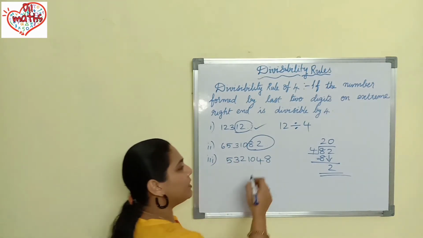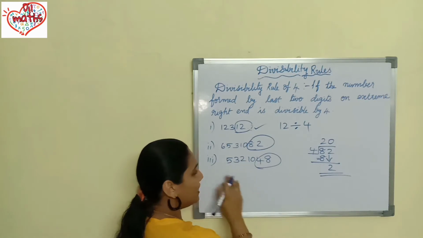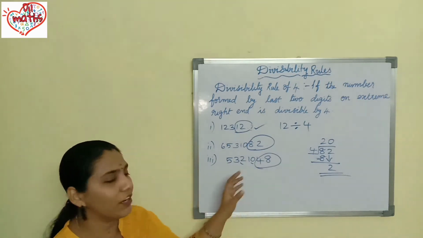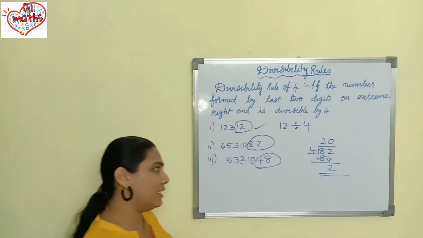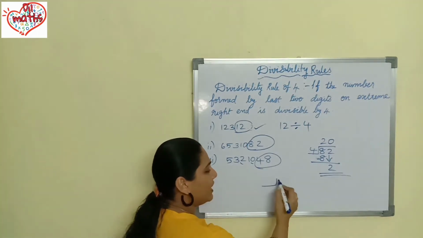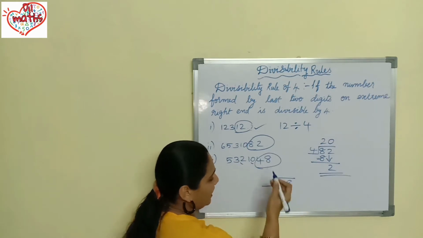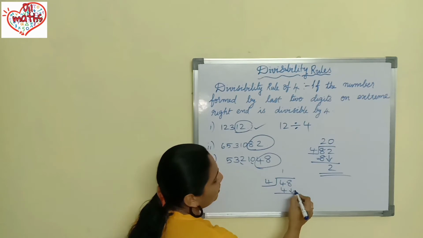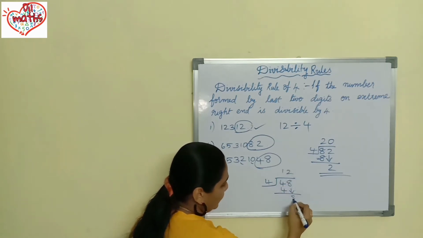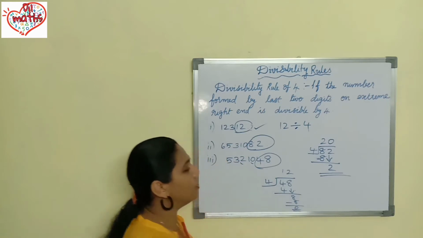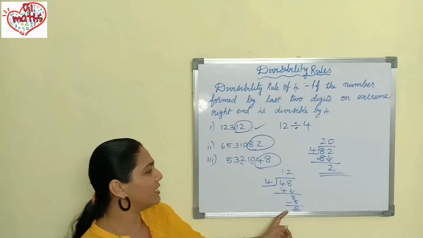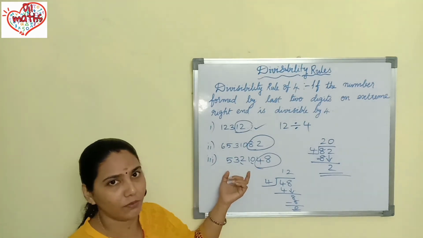Okay, we'll check the next number, 48. In this number, 53,21,048, the number formed by the last two digits is 48. You can easily check whether it is divisible by 4. If you divide, this 8 we have to put down. 4 2s are 8. 8 minus 8 is equal to 0. So you got the remainder as 0, and you can say that this number is divisible by 4.